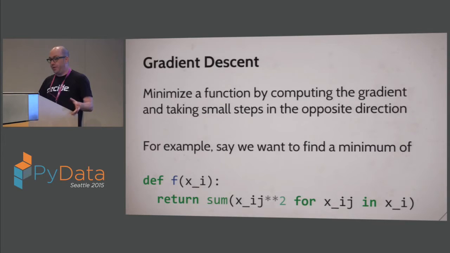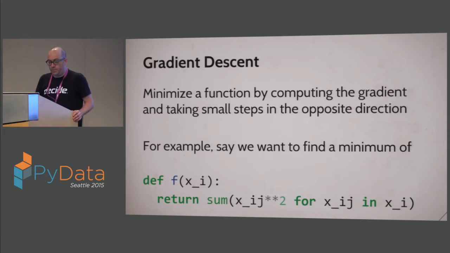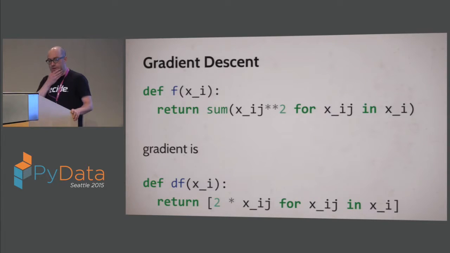For example, let's say you want to find the minimum of some function where it's just the sum of the squares of all the elements. So you pass in a list of numbers, and it's the sum of the squares. Now, being data scientists, we know that the minimum is going to be when all the numbers are zeros, but let's pretend that we don't know that and proceed. So if you remember your calculus, the gradient of this function is just 2 times each coordinate.